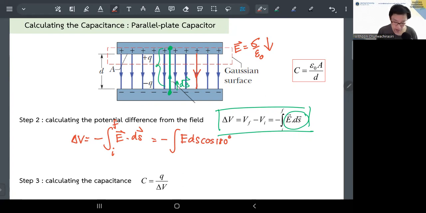But the electric field is constant, so I can pull it out of the integral. Cosine 180 is negative 1, so the negative cancels with the negative. I'm left with just a positive sign and the integral of ds. Almost done. What is the integral of ds from the initial point to the final point? It's just the distance between the plates. If the plates have a separation of d, that is just E d, which makes perfect sense.